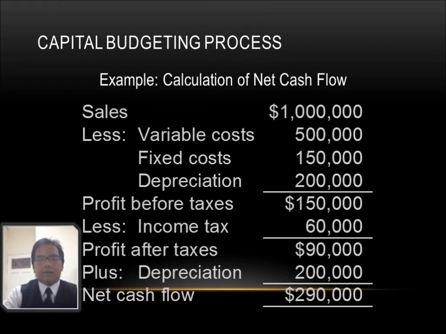This is an example of calculating the net cash flow of a project. With an initial investment of $1 million, in the first year, sales could generate revenue of about $1 million. To calculate the net cash flow, add the net profit to the depreciation. The question now is whether the firm should undertake the investment.